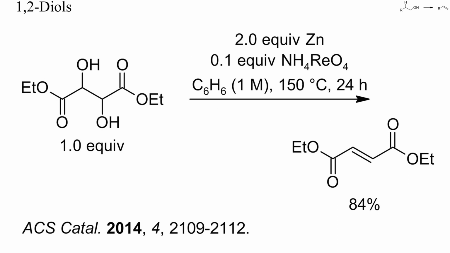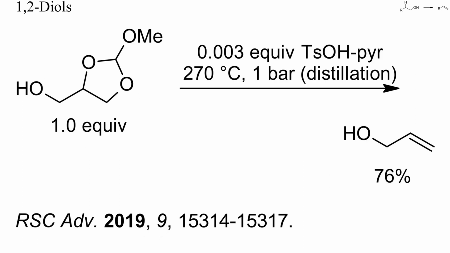Also, acceptor-substituted alkenes can be prepared this way. Here, diethyl fumarate was obtained in high yield from diethyl tartrate by heating with zinc and 10% of ammonium perrhenate. Much higher temperatures are often required to generate carbenes by alpha elimination. Here, a glycerol-derived cyclic orthoester was heated and distilled with an acidic catalyst at 270 degrees Celsius. An acceptable yield of allyl alcohol resulted.